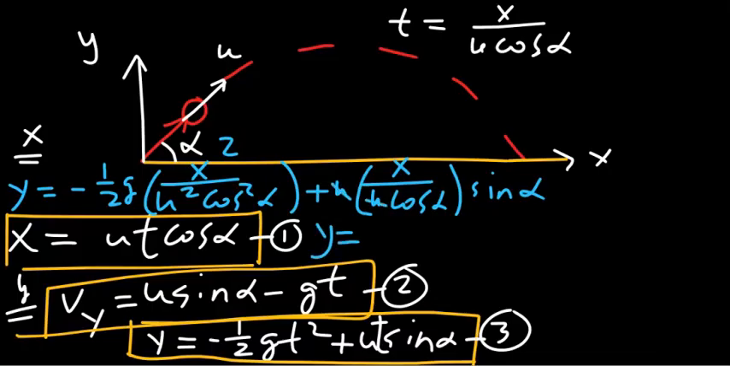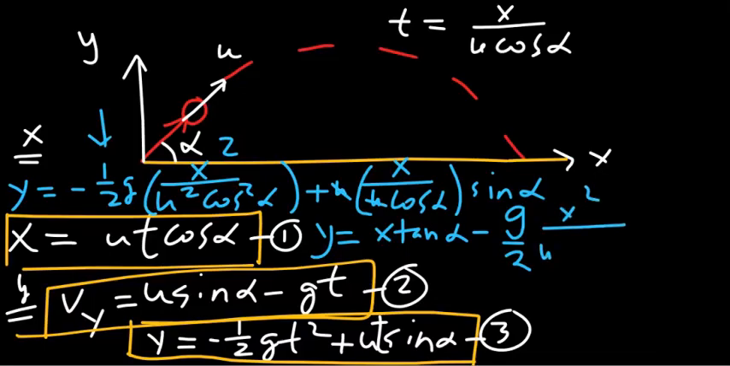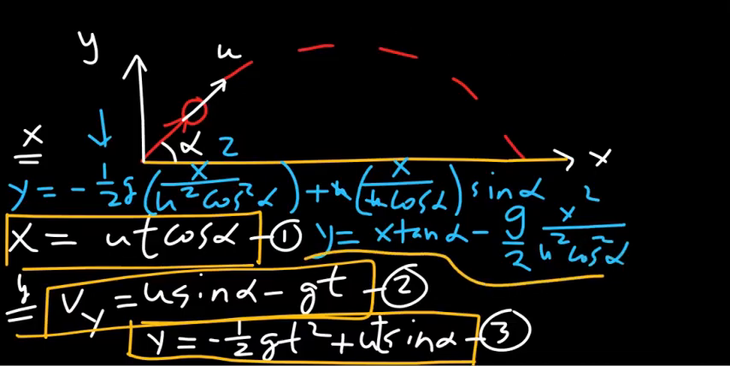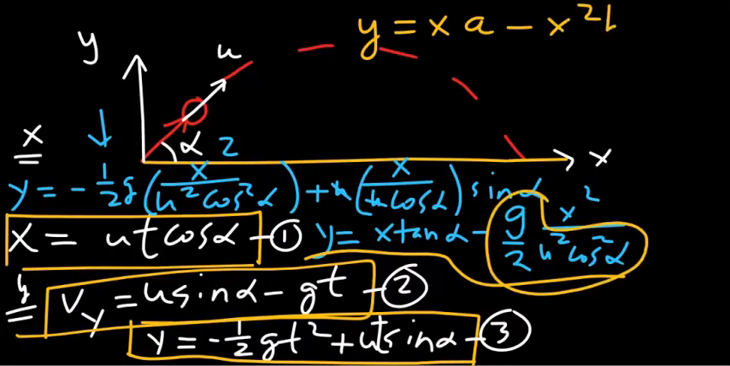This goes away, so that's going to give you x tangent alpha, sine over cosine is tangent, minus now the first term, which is g over 2 x squared over u squared cosine squared alpha. Upon inspection, this equation has the following form. y equals x, a constant, let's call it a, plus or minus, let's stick with the minus, x squared. All the rest are just constants, let's call that b.